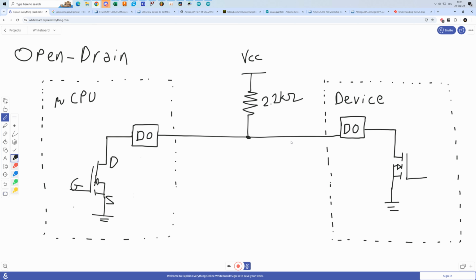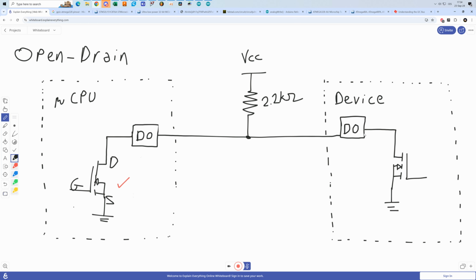Now, let's have a look at how this works. So if this transistor is turned on, the state of the bus, the communication line, we call that the bus, is going to be logic 0. If it's turned off, then of course we have high Z on the output, meaning that the pin is pretty much disconnected from the device.